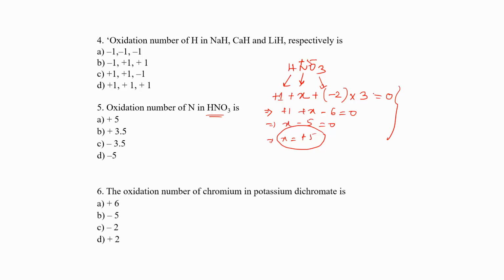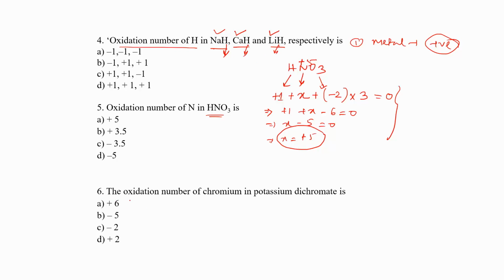In this way, we have to calculate the oxidation number or the oxidation state of any element in a substance. Like here, sodium hydride, calcium hydride, lithium hydride. Here the question is the oxidation number of hydrogen. We know that metals generally give a positive charge. Sodium is a metal, calcium is a metal, lithium is also a metal, so they will give a positive charge. I will not say what the charge will be, but I am saying that it will be positive. So to know that, you have to calculate the oxidation state of hydrogen for sodium hydride, calcium hydride, and lithium hydride.